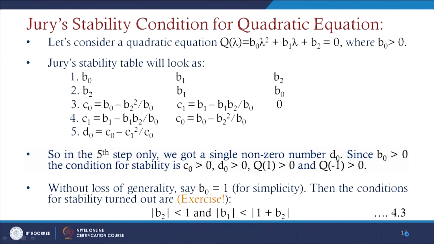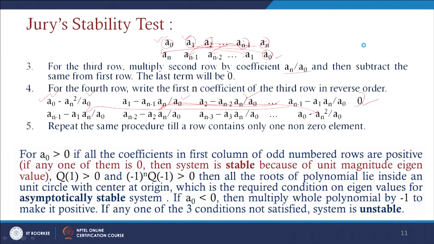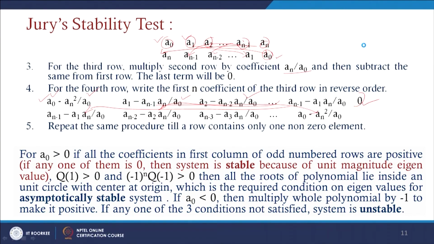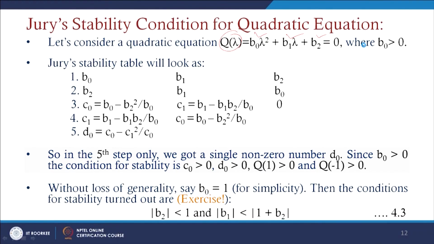So if we go for testing of this Jury's stability condition for a quadratic equation here, then we can write a quadratic equation as q of lambda equals b0 lambda square plus b1 lambda plus b2, equals 0. Especially in that case, we have also mentioned that a0 should be greater than 0, or a0 is not equal to 0. We have considered in this case that b0 is greater than 0 here.